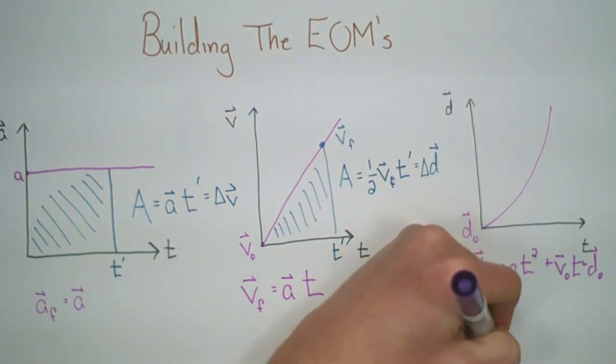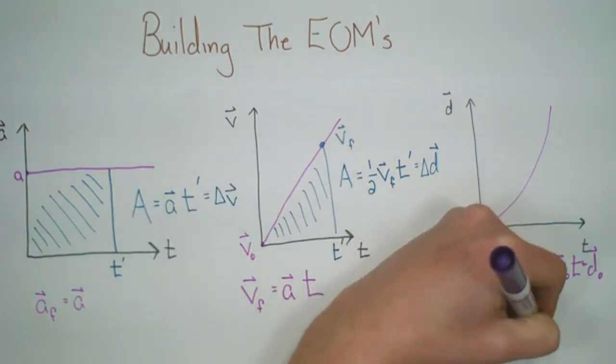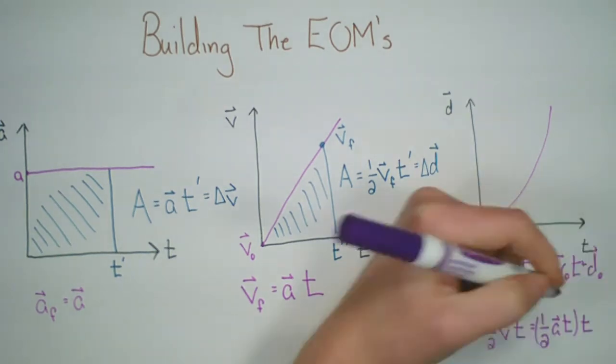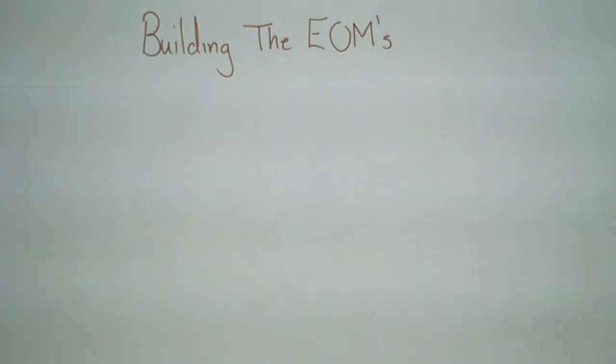And so we know that previously we had 1/2 vf times t, and the vf came from the acceleration times time, so what we're left with is 1/2 a t t, or 1/2 a t squared. Using this information, we can write down our equations of motion.